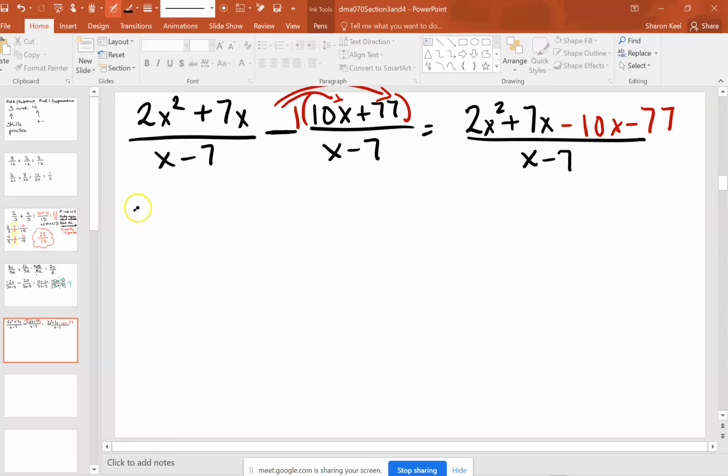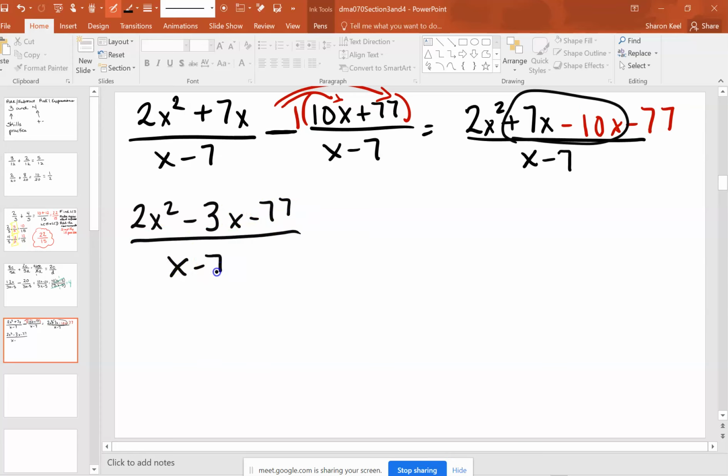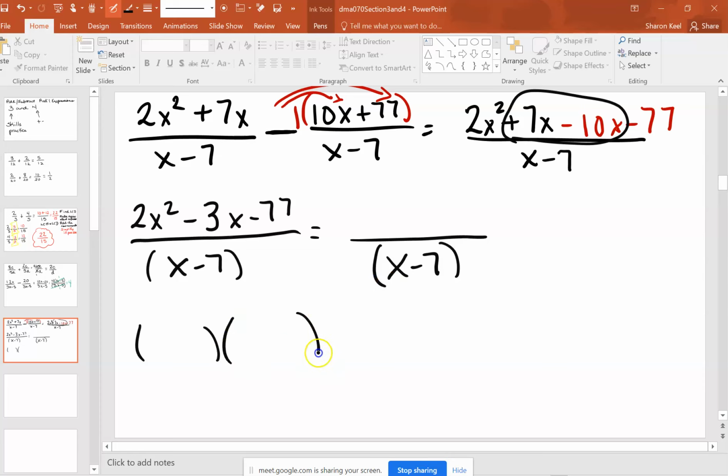So 2x squared is by itself. I'm going to combine 7 minus 10, which is negative 3x, minus 77, over x minus 7. In order to simplify my answer, I need to see if I can factor that numerator. So this is where we use those DMA 070 skills. We're going to factor, we're going to do 2 times negative 77. I'm going to put my answer here in just a moment, but I'm going to do my work at the bottom.